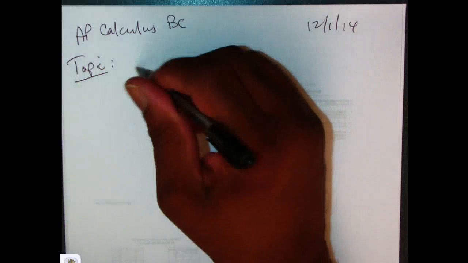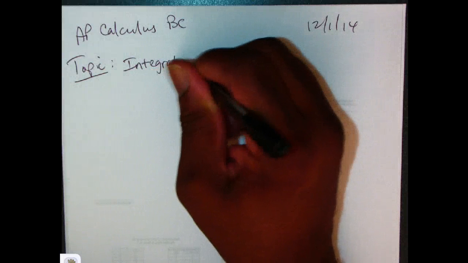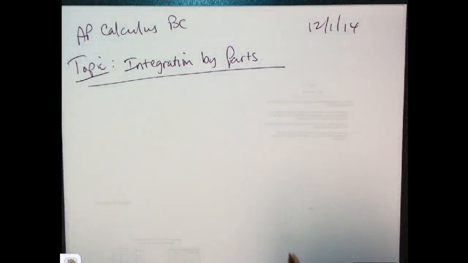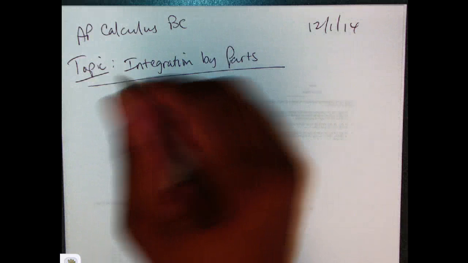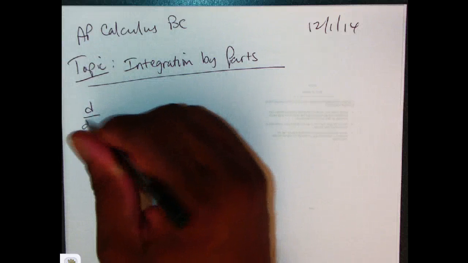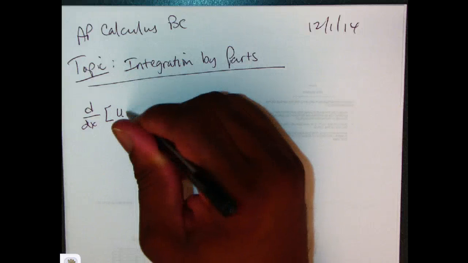We'll go ahead and continue with integration by parts. Okay, so let's take a look at the formula for integration by parts. We'll start with taking the derivative of the chain rule. So let's say we take the derivative with respect to x of u times v.